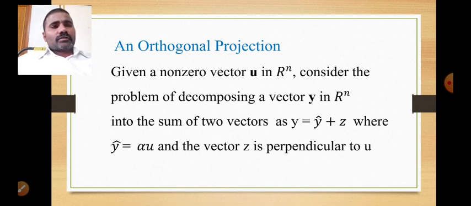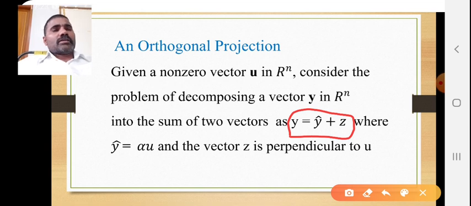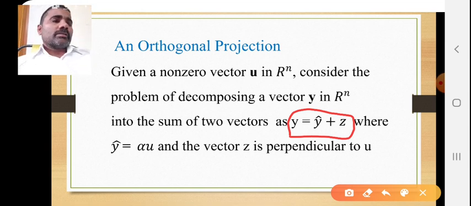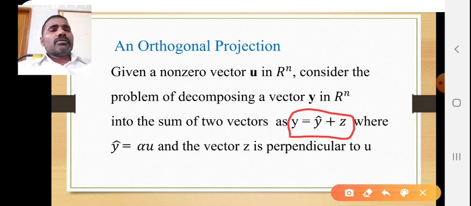Now consider the problem of decomposing another vector y in R^n into a sum of two vectors as y = y cap + z. Let u be any vector in R^n, and another vector y in R^n can be decomposed into a sum of two vectors as y = y cap + z, where y cap is a constant multiple of u, and z is a vector perpendicular to it.